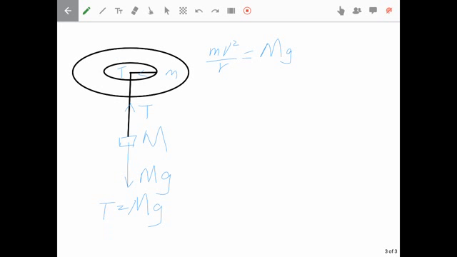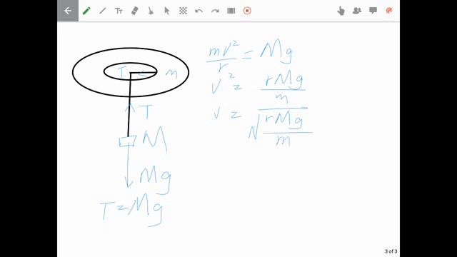What about the speed? We just make v the subject. So v squared equals lowercase r capital Mg over lowercase m, right? Times r then divided by m. So v equals the square root of r capital Mg over lowercase m. That should be the answer.